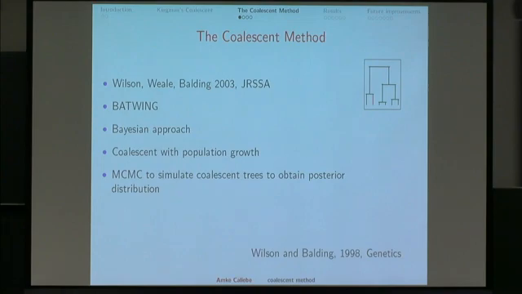BATWING is a Bayesian approach for calculating coalescent trees. It has some priors, and then by a Bayesian approach, it simulates coalescent trees to obtain posterior distributions by an MCMC method. It also uses coalescent with population growth and other population variations which are possible. And this is what we then used.